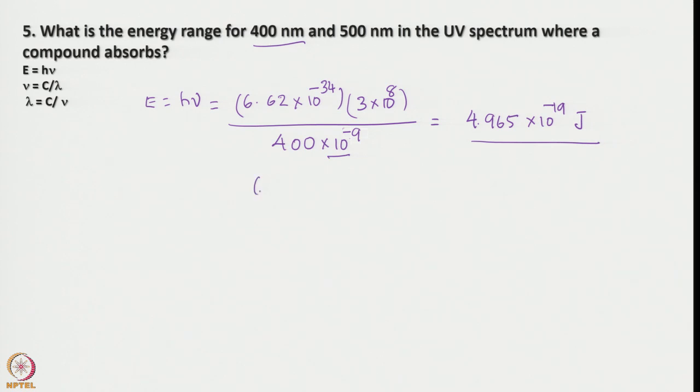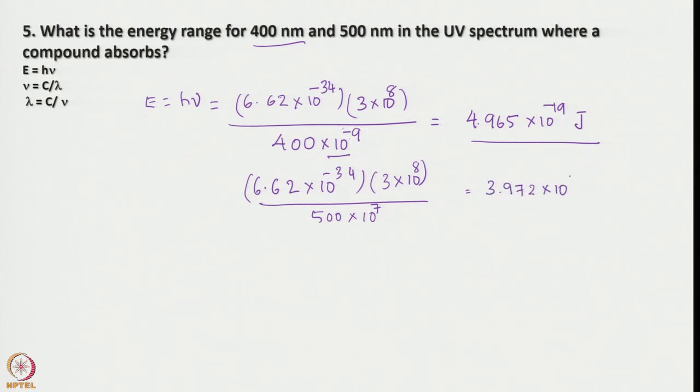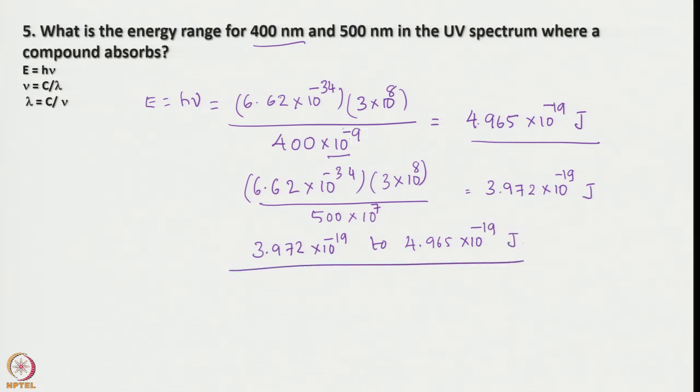How about 500? In the same way we can calculate. So this will give a value of 3.972 × 10⁻¹⁹ joules. That means, what is the energy range? The energy range will be from 3.972 × 10⁻¹⁹ to 4.965 × 10⁻¹⁹ joules. So this is the range that is asked in this question.